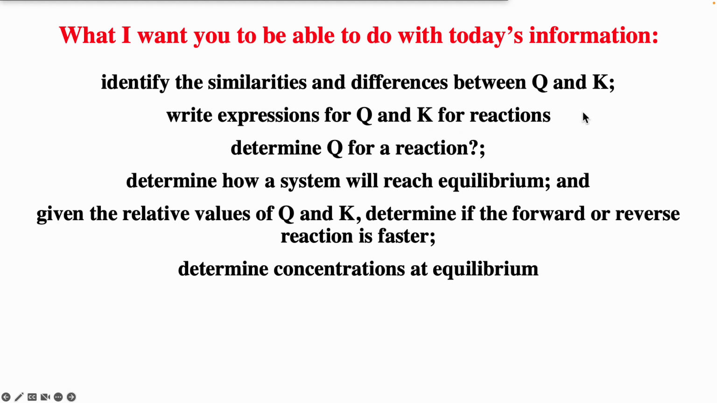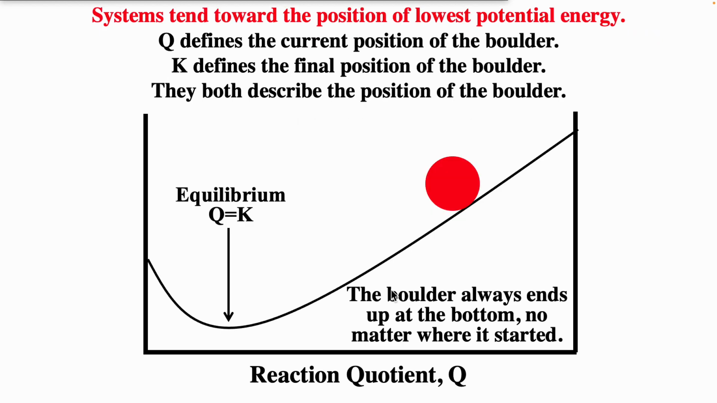You should be able to determine Q for a reaction. You should be able to determine how a system will reach equilibrium. And given the relative values of Q and K, you should be able to determine if the forward reaction is faster or the reverse reaction is faster. You should also be able to determine concentrations at equilibrium.